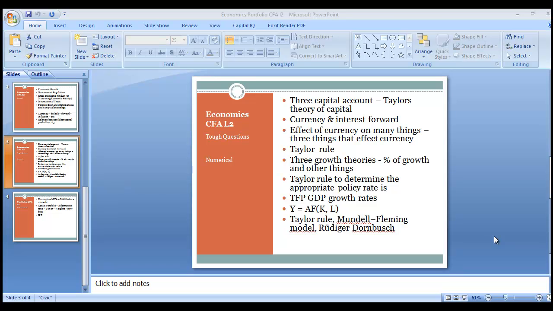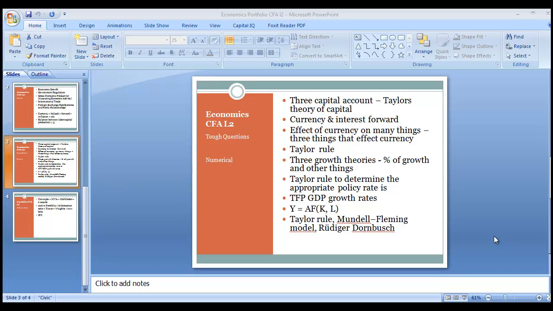In the first numerical, you may have to calculate the growth rate. You will be given the total factor productivity growth rate, which in one of these Schweser questions is 2%. Then you are given that labor cost accounts for 60% of total factor cost. So 60% into the labor growth rate and 40% into the capital investment rate. That would give you the economic growth rate. So that is one numerical that is seen.